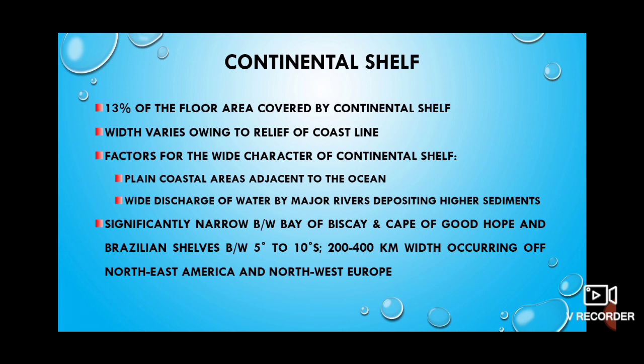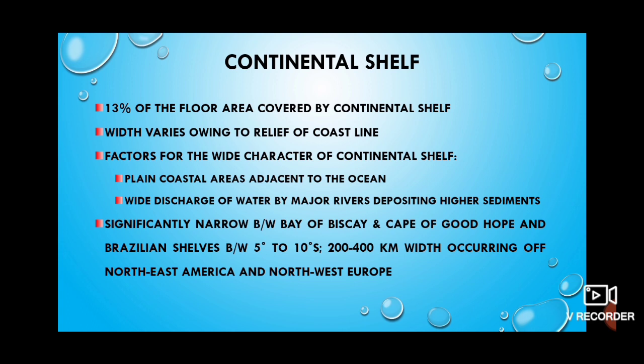The width of the continental shelf of the Atlantic Ocean varies due to the relief of the coastline. There are two prime factors found for the wide character of the continental shelf in the Atlantic Ocean. First of all, most of the coastal areas adjacent to the Atlantic Ocean have a plain type of relief. Secondly, many rivers discharge large amounts of water into the Atlantic Ocean, which deposits a higher amount of sediments, making a wide continental shelf in the region.